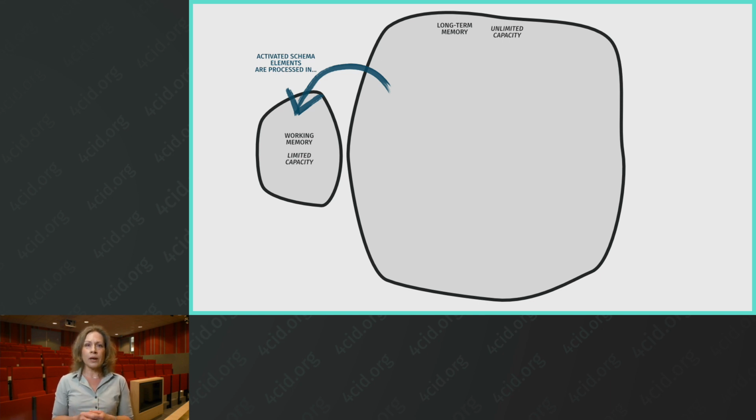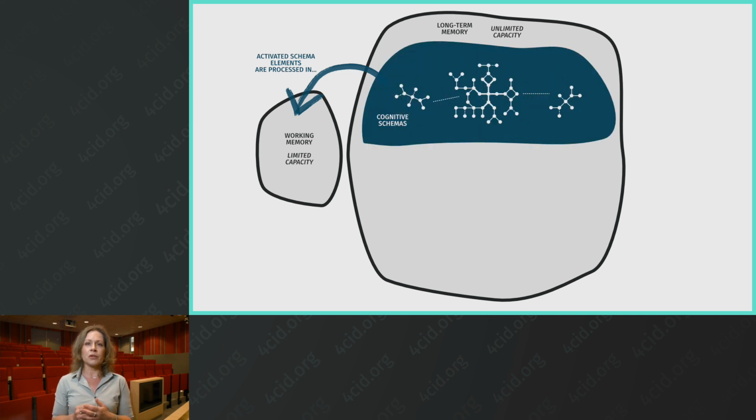When we activate one element in a schema, other elements of the schema, and potentially other schemas, will also activate if there are strong connections. But if there are few connections or weak connections, it will be much more difficult for the activation to spread. So the more connections and the stronger the connections in a schema, the easier retrieval will become. The elements of the schema that are retrieved end up in working memory, where they become available for cognitive processing.